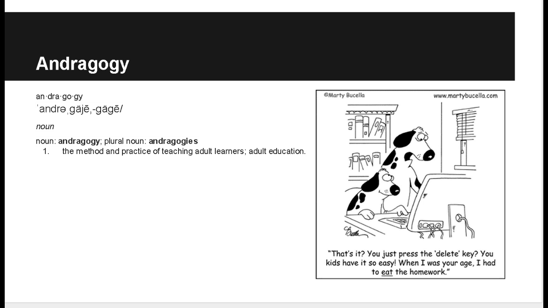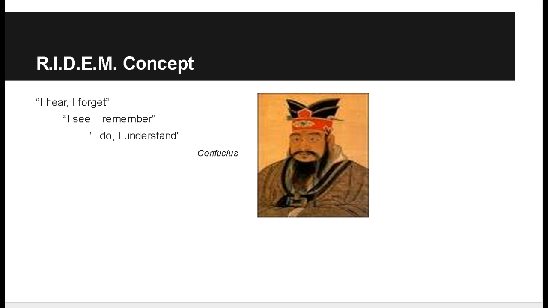Regardless of the learning theory and the pedagogy you employ, in our new teaching paradigm, particularly in an adult learning concept, you have to be cognizant of andragogy, which is the method and practice of teaching adult learners in adult education. Let's go back several thousand years to Confucius. And Confucius basically said, when he was talking about learning, and his philosophy on learning was, I hear, I forget, I see, I remember, I do, I understand.